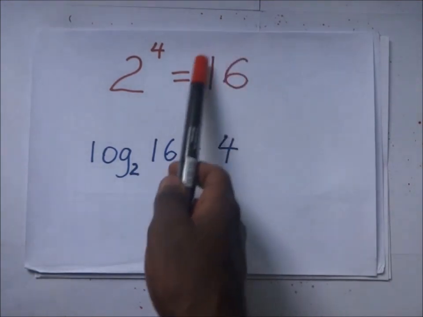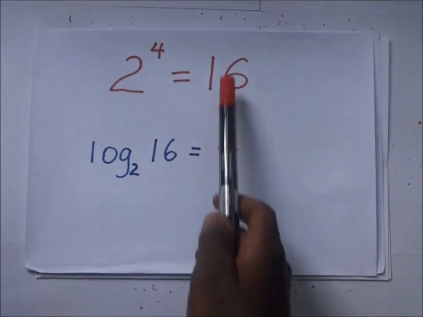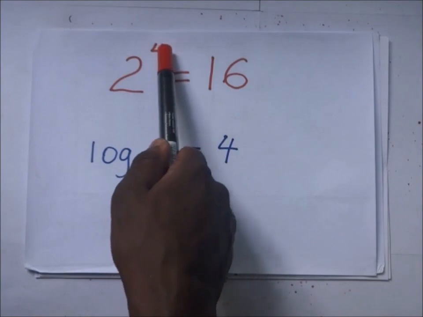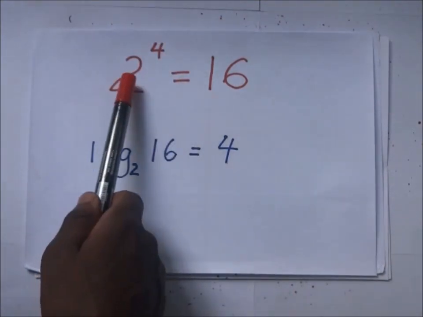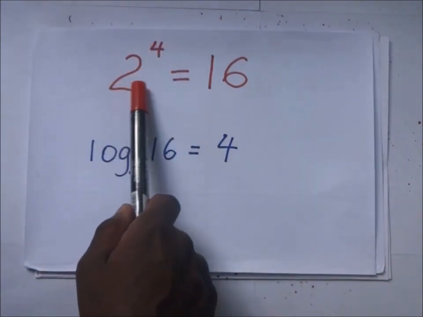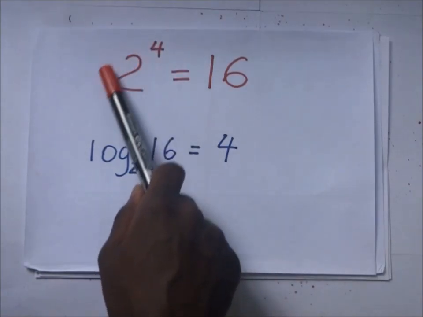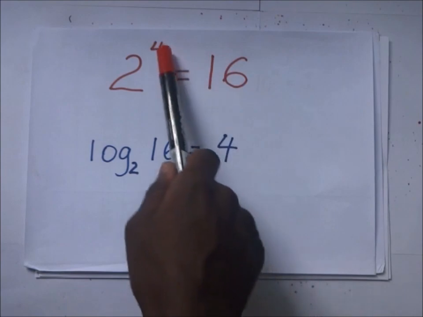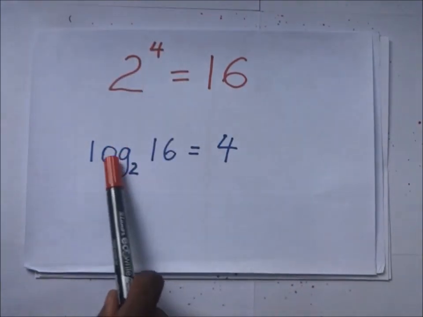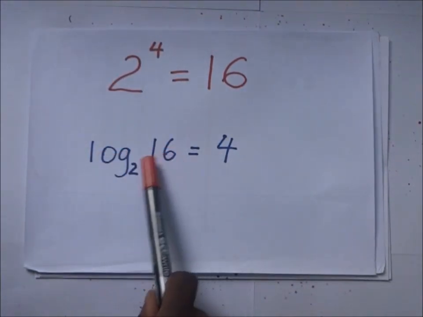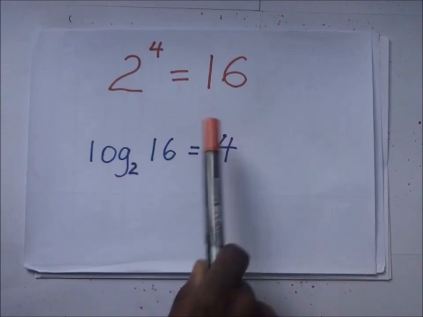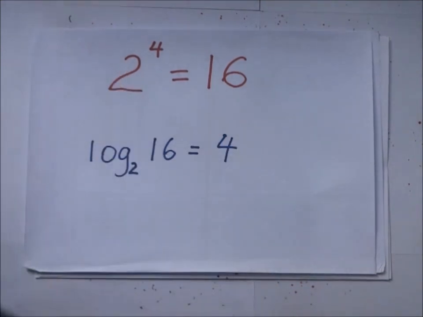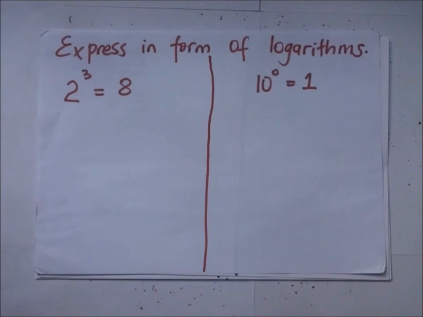Now, what is the logarithm of 16? Here the logarithm of 16 is going to be 4, but this time it won't be to base 10 because it is 2 to the power 4. So you're raising the power 4 to a number 2, not to 10. So the logarithm of 16 here is going to be 4 base 2. That's why we are saying that the log of 16 is going to be 4, but it's to the base 2.